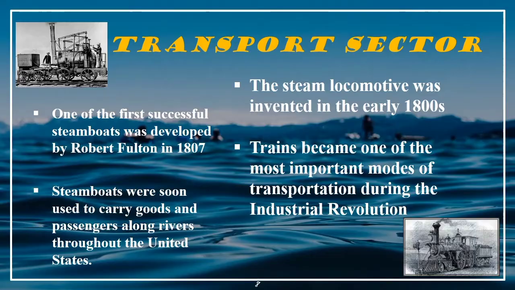Transport sector. One of the first successful steamboats was developed by Robert Fulton in 1807. The steam locomotive was invented in the early 1800s. Trains became one of the most important modes of transportation during the Industrial Revolution, and steamboats were soon used to carry goods and passengers along rivers through the United States.